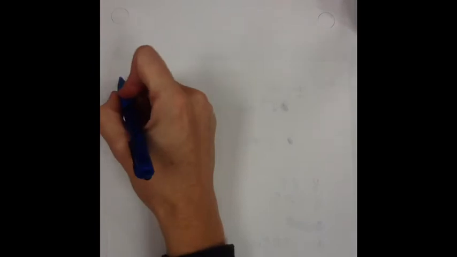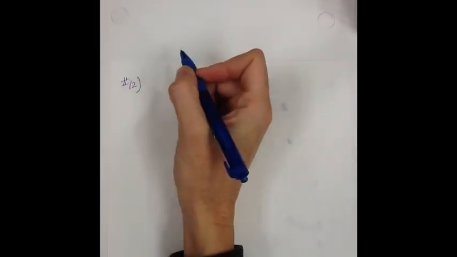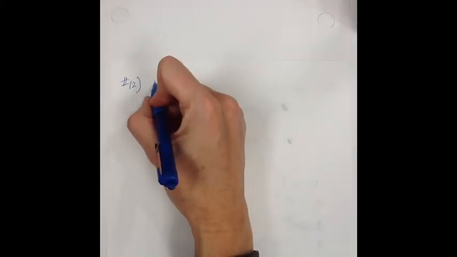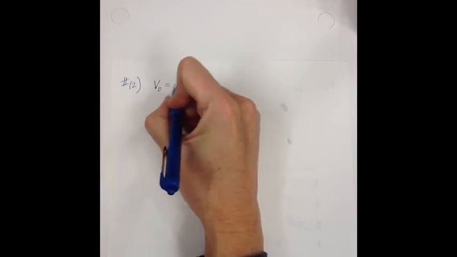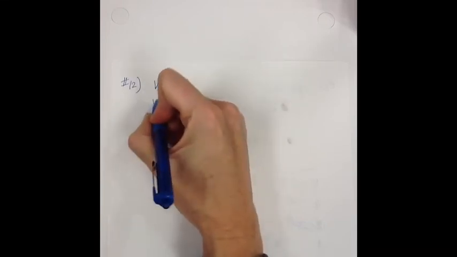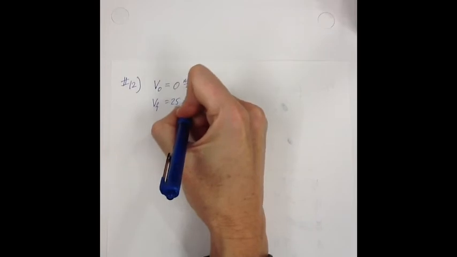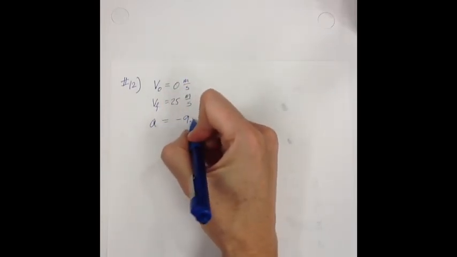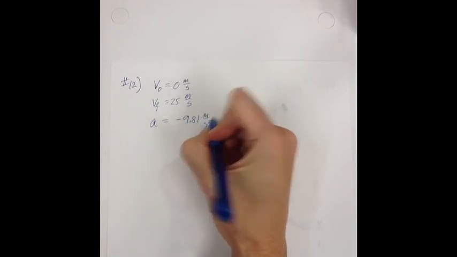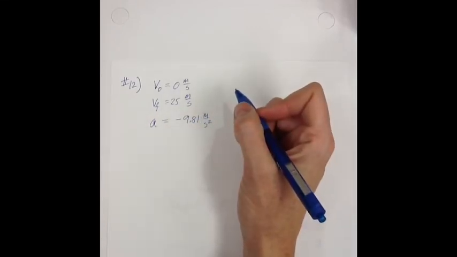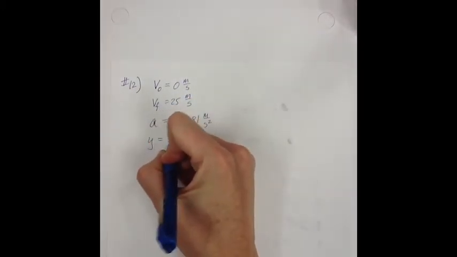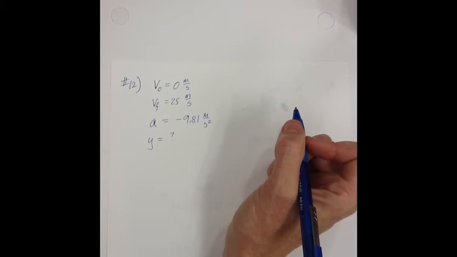Okay, this is number 12. And it's a free fall problem. It says an object is dropped from rest. It reaches a speed of 25. How far did it fall? So what we know is it's dropped from rest, so our initial velocity is 0. We know that it has a final velocity of 25. We know that acceleration due to gravity is minus 9.81 meters per second squared. And we also know that we're looking for y. So we want to know how far did it fall.